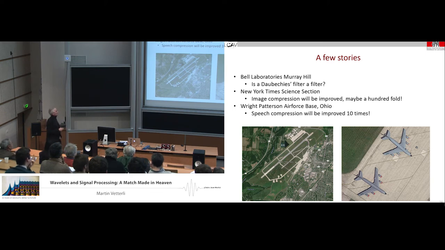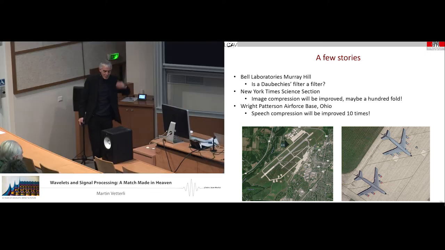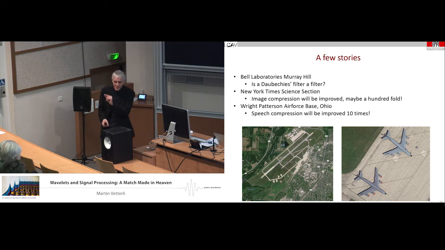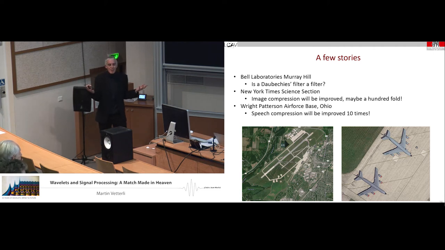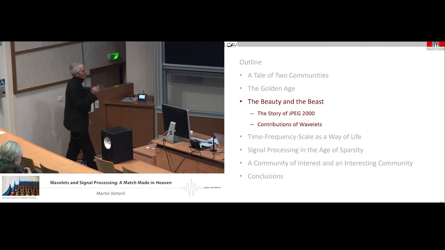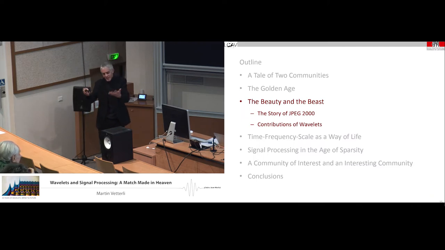So it didn't happen. When I told the story to some collaborators of mine, they said, okay, so 100 times on images was in the end 2 dB, and 10 times on speech in the end was 1 dB. And the dB is a little bit, but not very much. It's a log scale on SNR. So we'll come back to this. But these stories are also interesting because they have to happen. You want good stories because that creates a community, and allows you to come to the 30-year anniversary and tell stories.